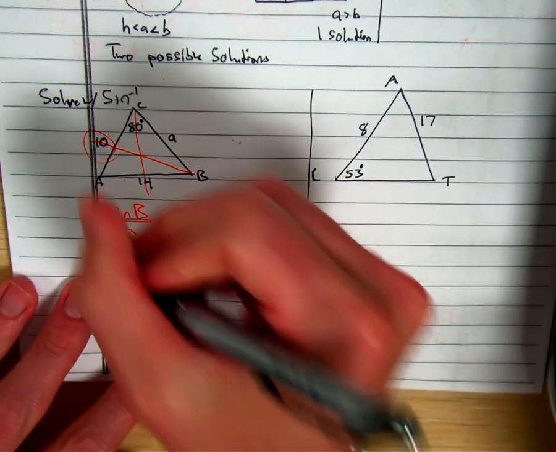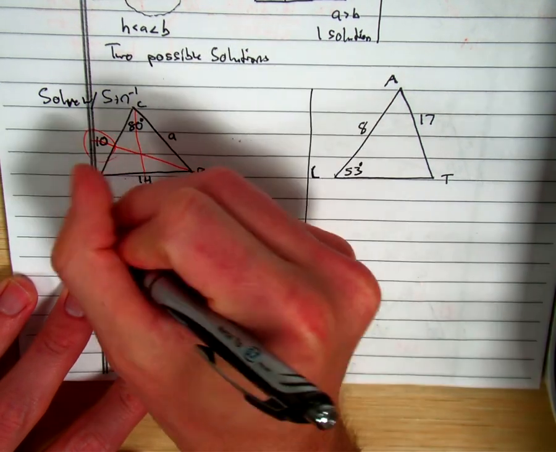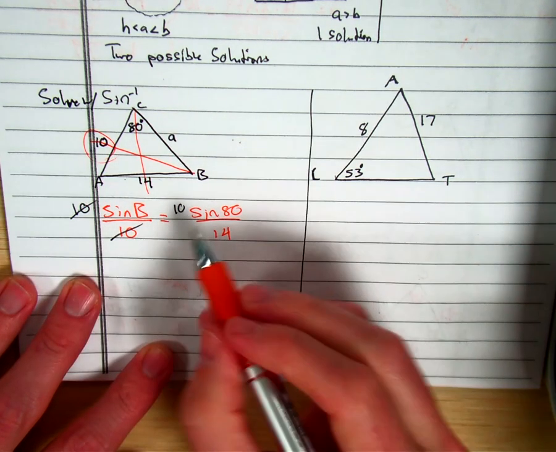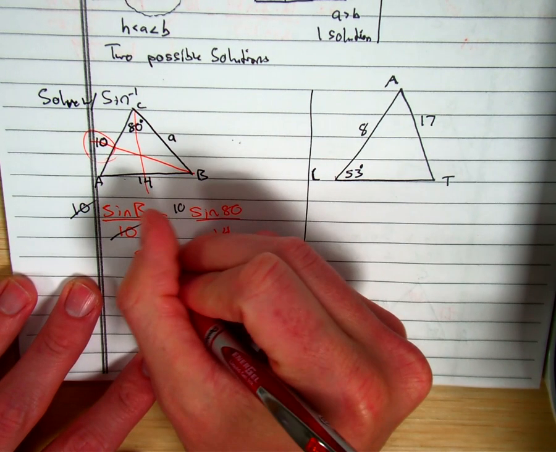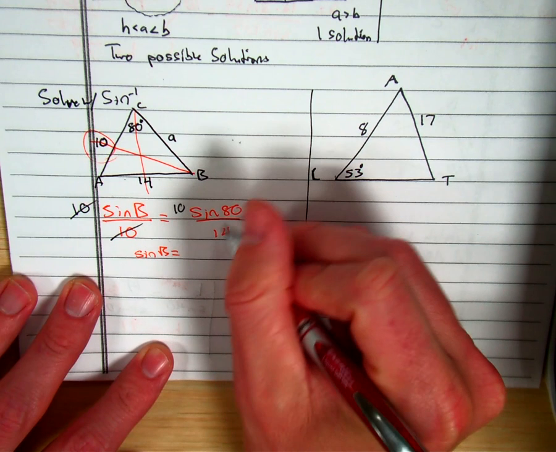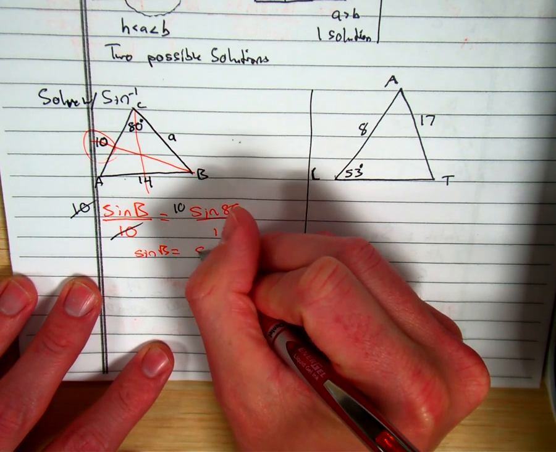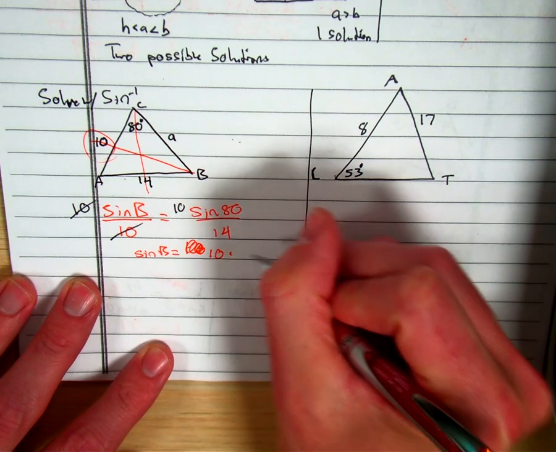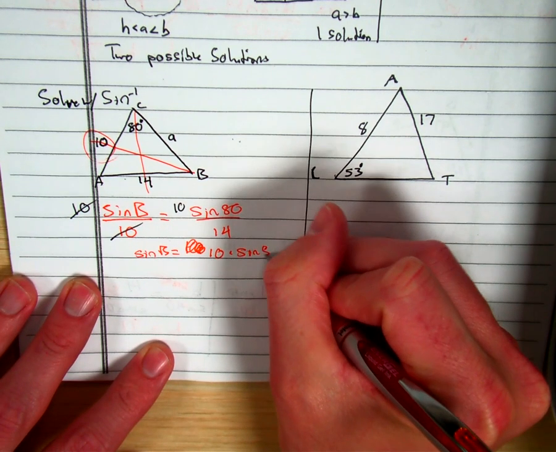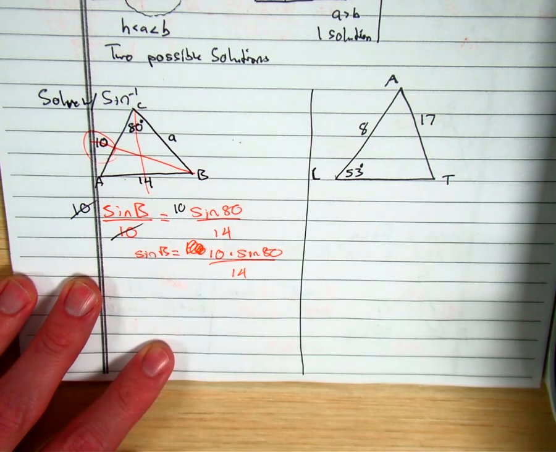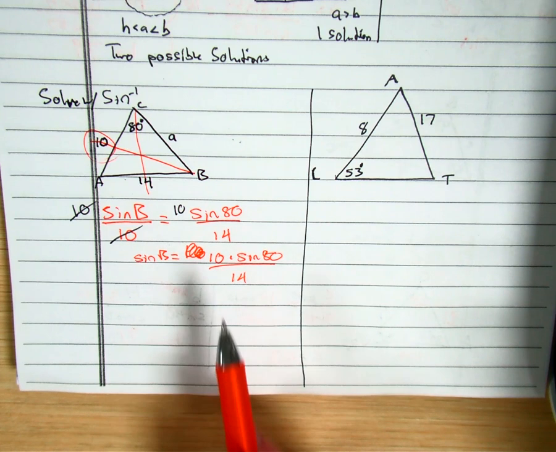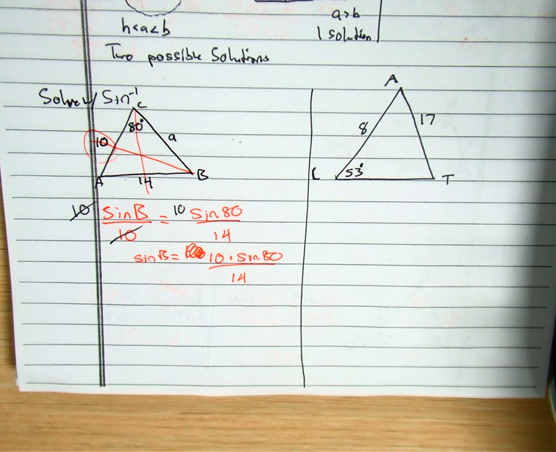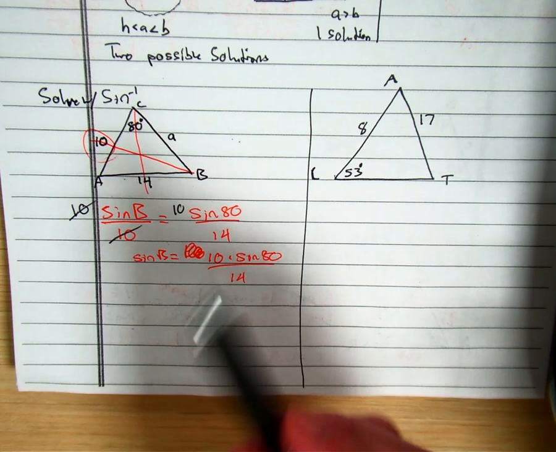We're going to multiply by 10. I'd put your times 10 in the front so you don't confuse it and call it sine of 800. As I say that, I'm going to write sine of 800. 10 times sine 80 over 14. How do I get angle B? I have sine of angle B equals this mess. How do I just get B? With the sine inverse.